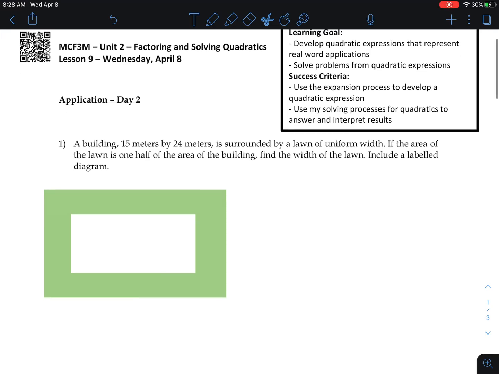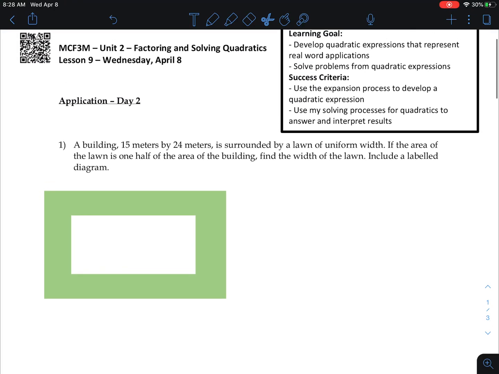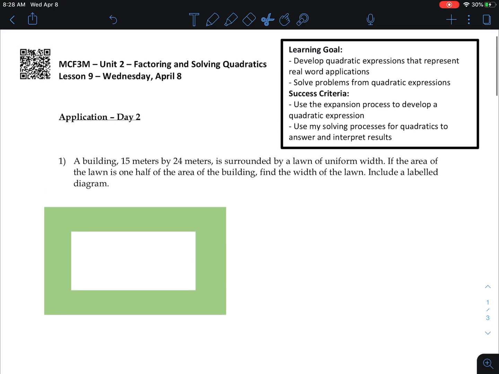So that's pretty much it for today. We're going to figure this out. There's 3 questions here, and I'll give you a couple to practice, and you'll be good to go. So let's take a look at the first question.